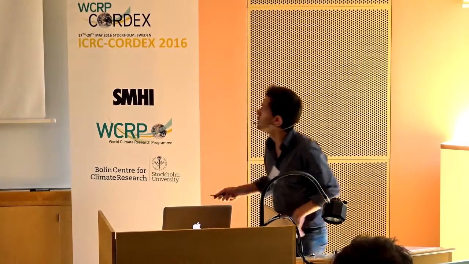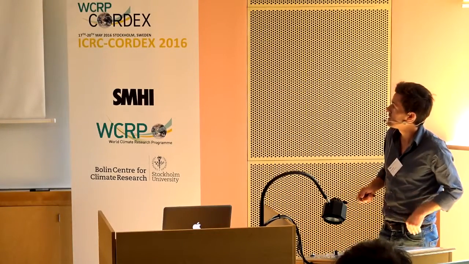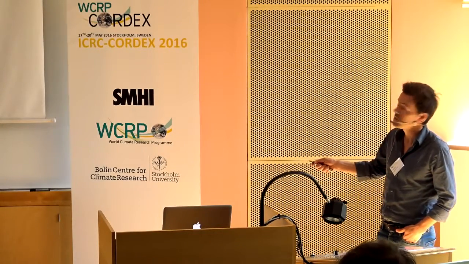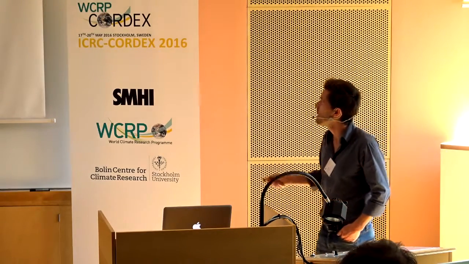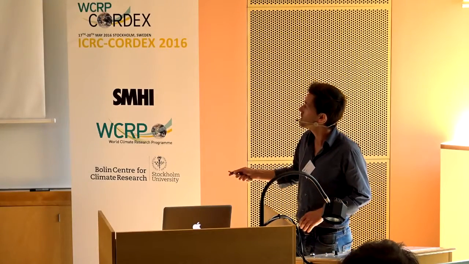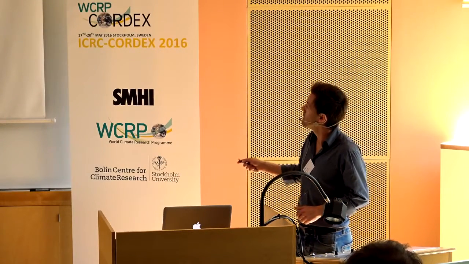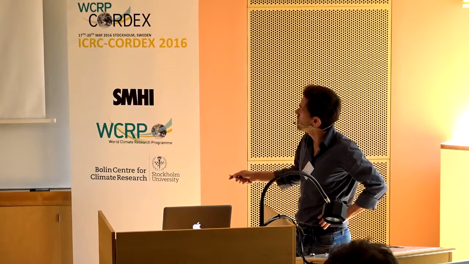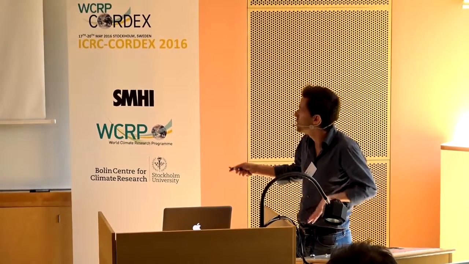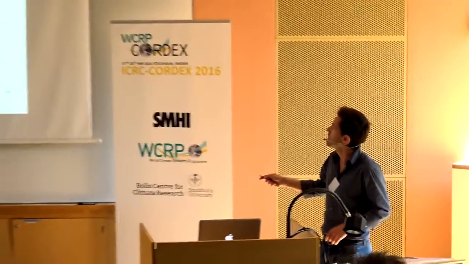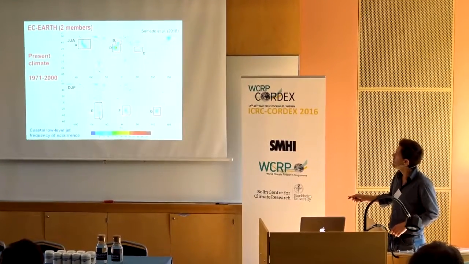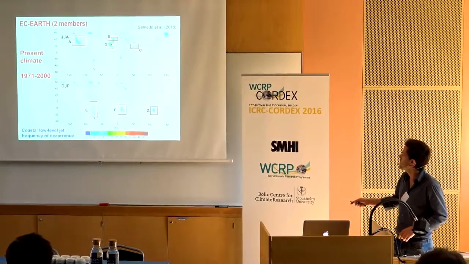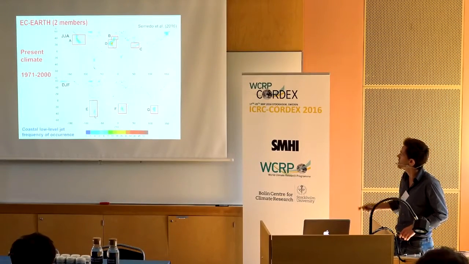I will not give so many details, but here we apply the same criteria to our ICRC runs. We ran 2 members of ICRC in Lisbon, and for present climate we see that in the boreal summer and in austral summer, or summer and winter, we can identify the low-level jets over Oman, over Canaries, Iberia, California, and in the southern hemisphere over Benguela, here in Chile and Western Australia.